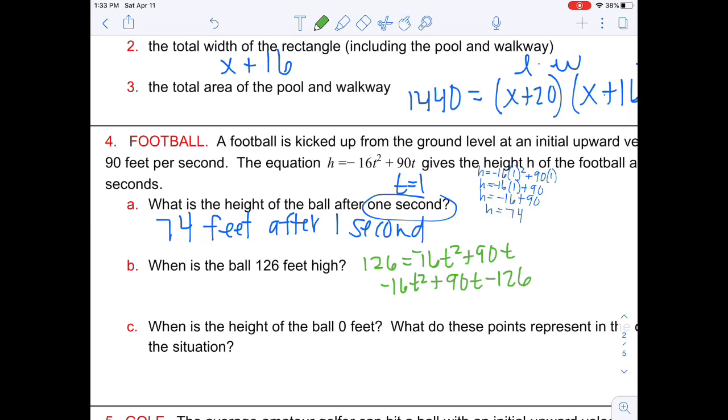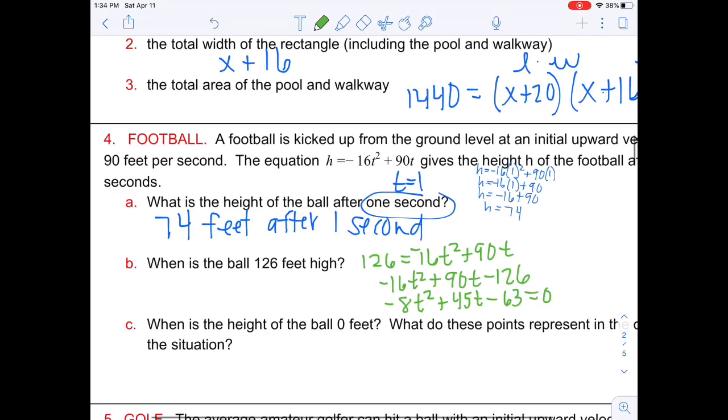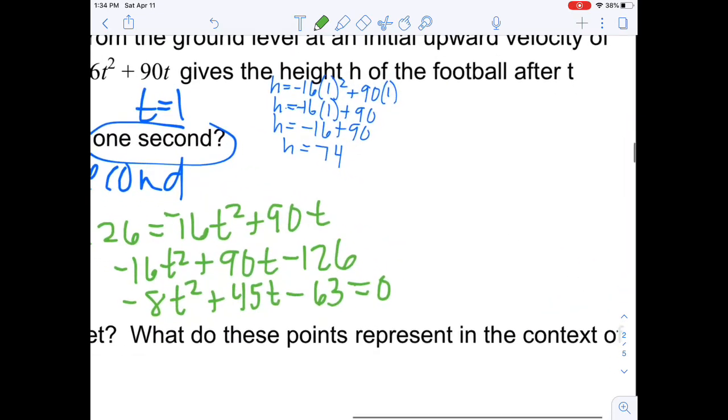I believe I can divide those each by 4. Let me double check here. 90 divided by 4, nope, I can't. I can divide those each by 2 though. Negative 8t squared plus 45t minus 63 equals 0.